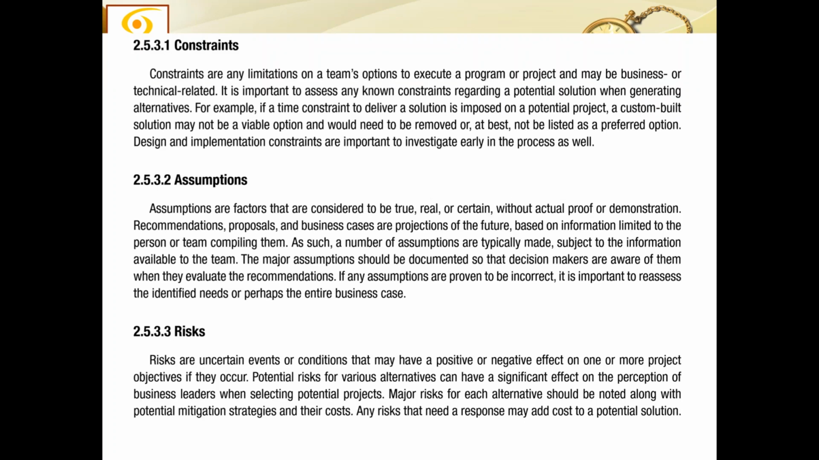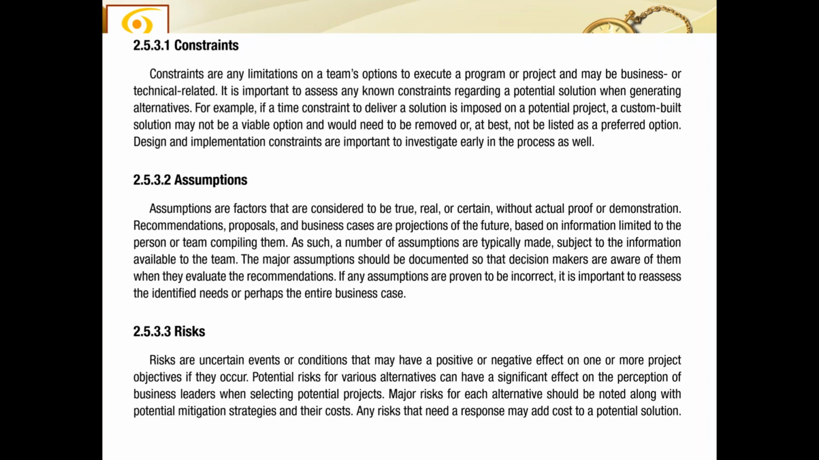This is how the constraints, assumptions, and risks are defined here. I hope you understand what the constraints are. Constraints are any limitations on a team's options. Whatever the options you have, if there is a restriction or a constraint on that to execute a project or a program, maybe business or technical related, it is important to assess any known constraints. What are the constraints or limitations imposed onto you or your potential solution?